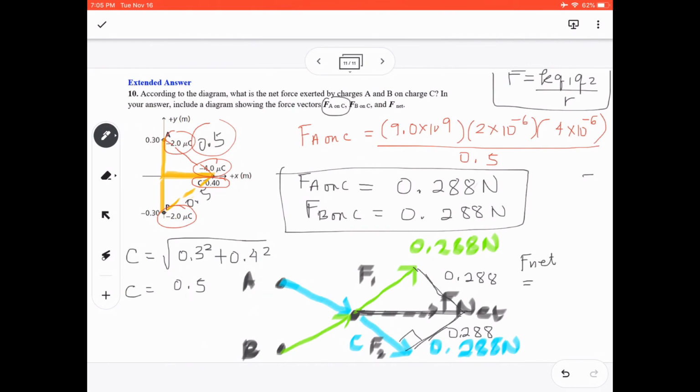is equal to the root of 0.288 squared plus 0.288 squared. So you'll be getting a number which, we'll just calculate, is equal to 0.407 newtons. This is your F net, which is being asked in the problem.